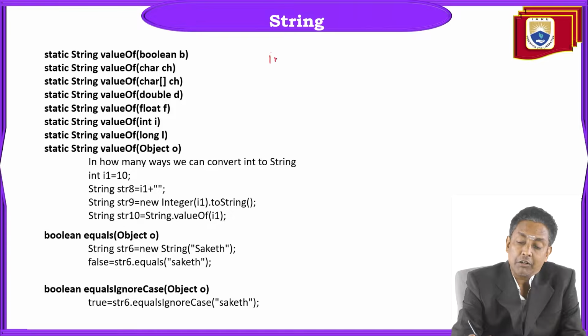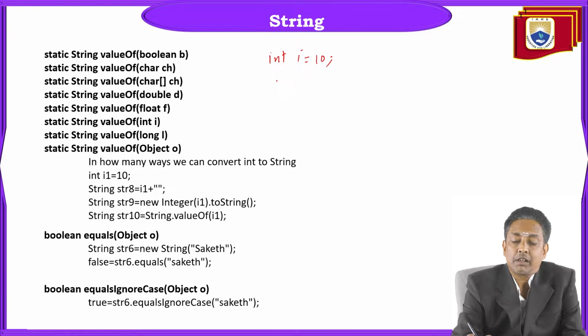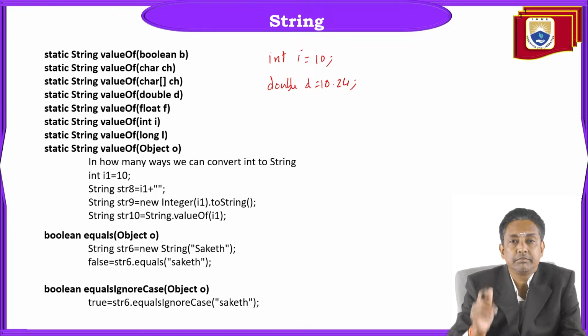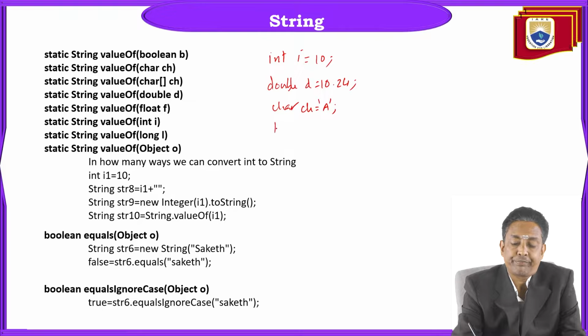So we have an int value: some int i is equal to something. You take some int value. And similarly, you have one double value: d is equal to 10.24. Char ch is equal to anything you place in single quotation, which will be considered as a character. One boolean variable b is equal to true or false.